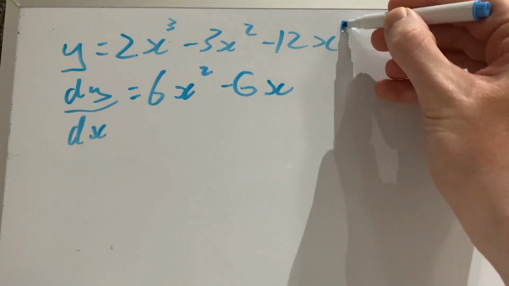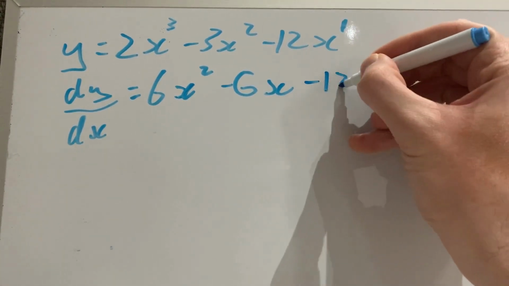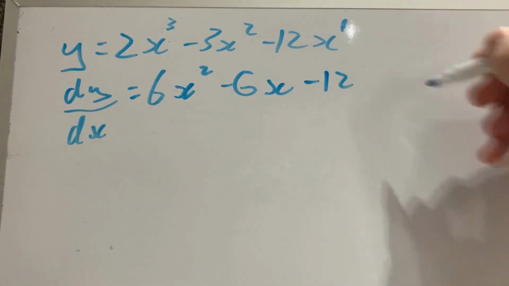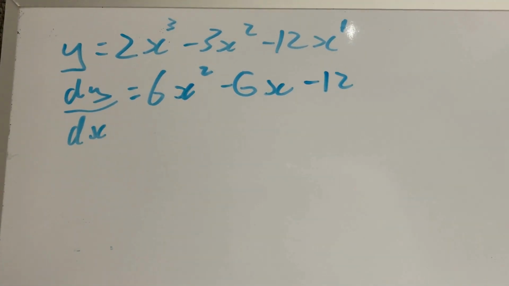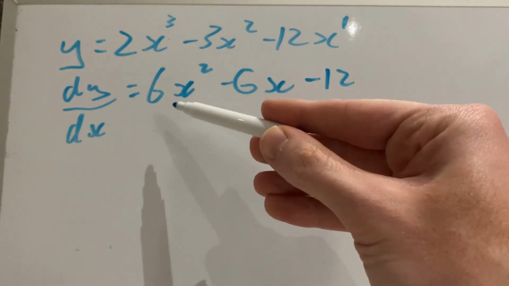And we can think of this as x to the power of 1 here. So minus 12 times 1 is still minus 12. And then we take 1 from the power, we'll get x to the power of 0, which is just 1. So we leave it as minus 12. So that's our function of dy by dx. So that's telling us what's happening to the gradient, basically.